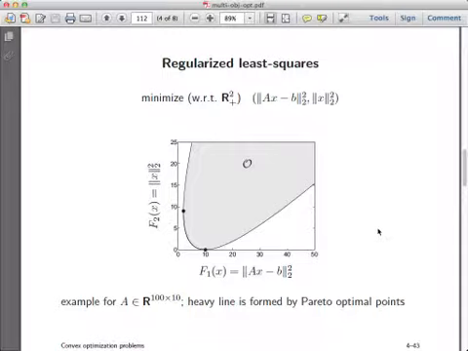ROC curves from radar, detection theory? Never mind, don't worry about it. Okay. Multi-objective optimization can generalize a lot of things, including those.